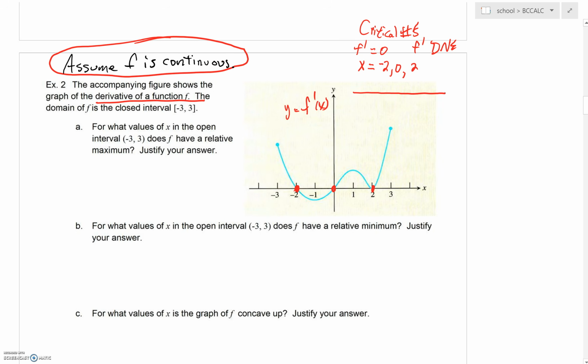We're going to do a quick number line check and see what's happening. And again, we're right now checking what's happening with f prime. If you look just from -3 to -2, you can see your f prime values, your y values, are above the x-axis. That indicates that f is going to be increasing because f prime is positive. Likewise, if we looked between -2 and 0, you can see our curve is below the x-axis. That's where f prime is negative. That will indicate that f is decreasing.